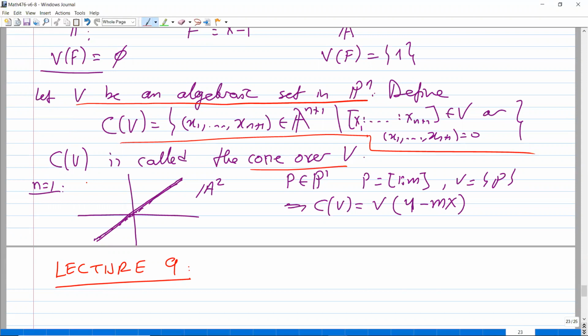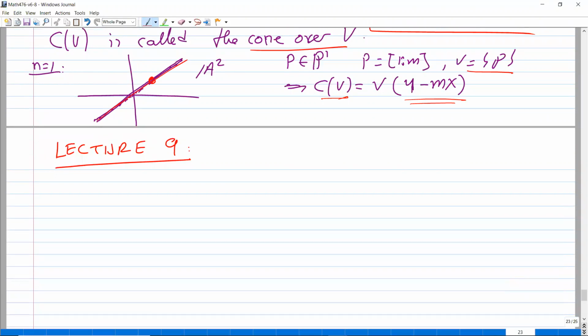For example, if we have this point (1, m), then in P1, its cone is the zero set of this polynomial. So this is the one point set P, for example, and the whole line is its cone over that point by definition. Okay, let's give another example.